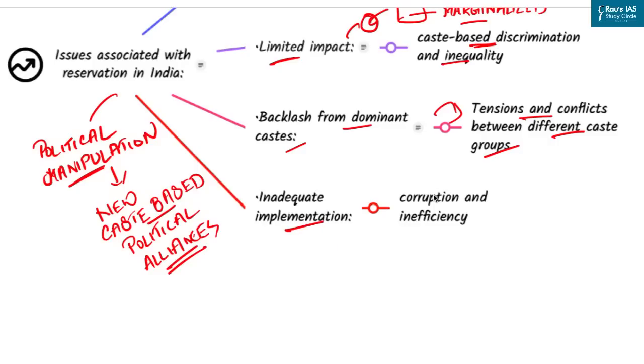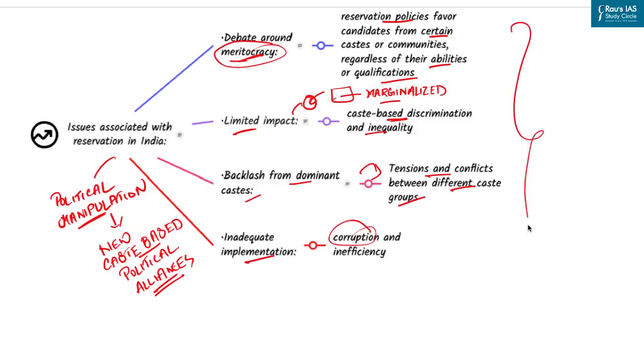The next issue is inadequate implementation. Despite the existence of reservation policies, many institutions and organizations continue to discriminate against marginalized groups. The implementation of reservation policies has been uneven and often marred by corruption and inefficiency, which has limited their impact. So these are the issues associated with reservation in India.